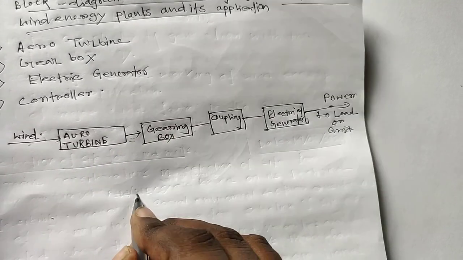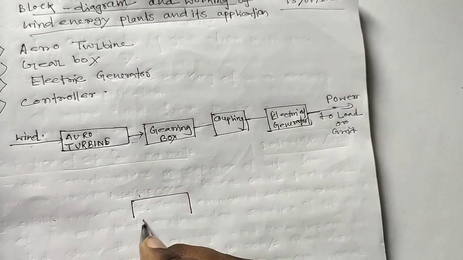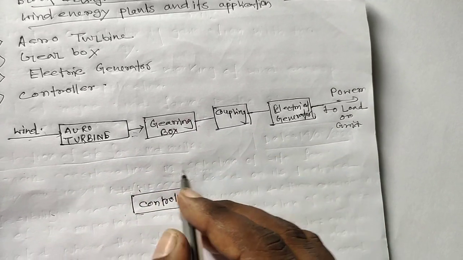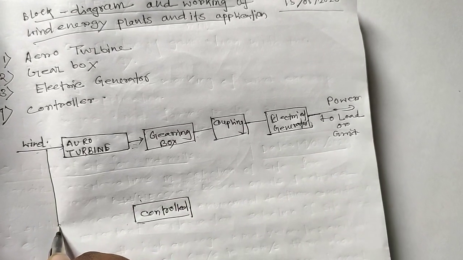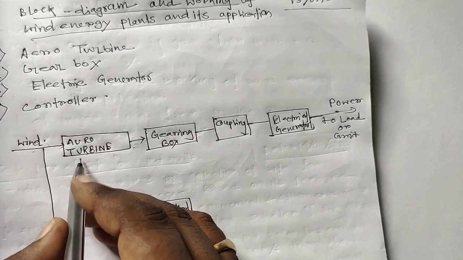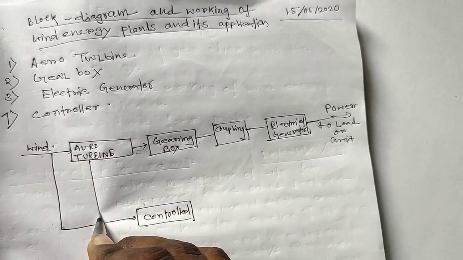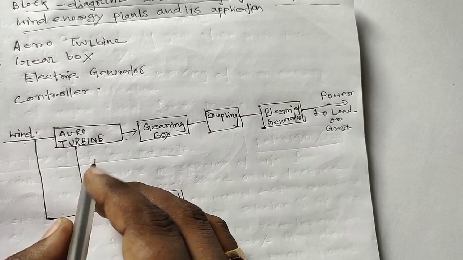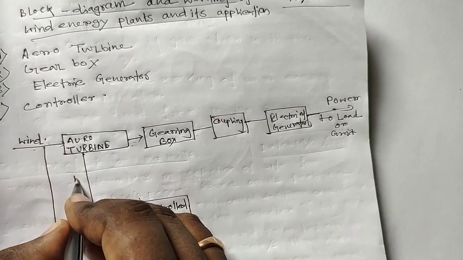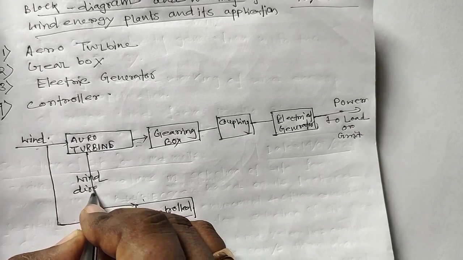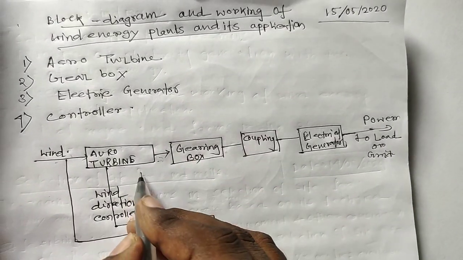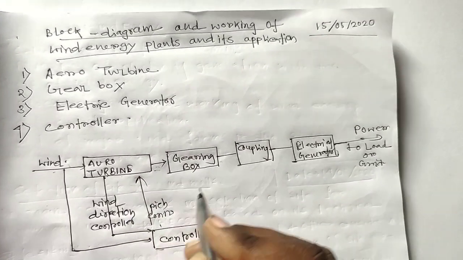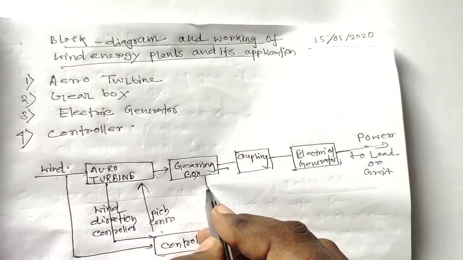And here is the important block diagram. This is the controller. This controller controls every part. The wind is also controlled by the controller box. The wind is flowing to the aero turbine, and this flowing air direction is also controlled by the controller. This is the wind direction controller. The pitch factor is also controlled by the controller. The speed is also controlled through the gearing box.